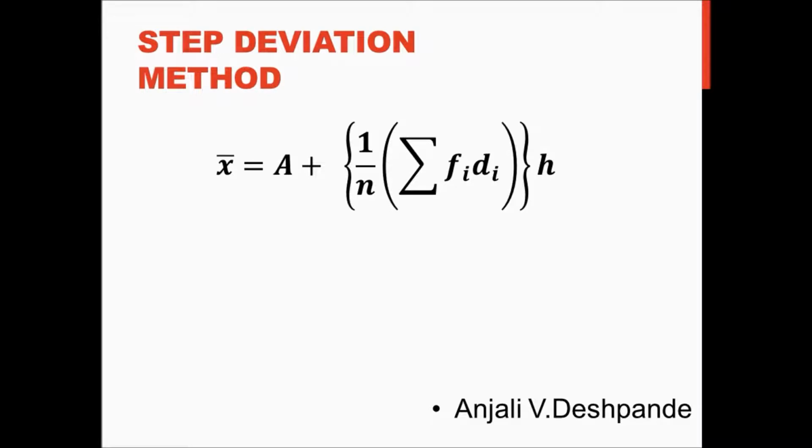Now the second method for finding the mean of grouped data is called the step deviation method. This is the formula: x bar is equal to a plus 1 upon n summation Fi di into h, where a is the assumed mean, n is the total frequency, Fi is the individual frequency, di is the deviation, multiplied by h, which is the width of the class interval. So we will now see how we have to apply this step deviation method.